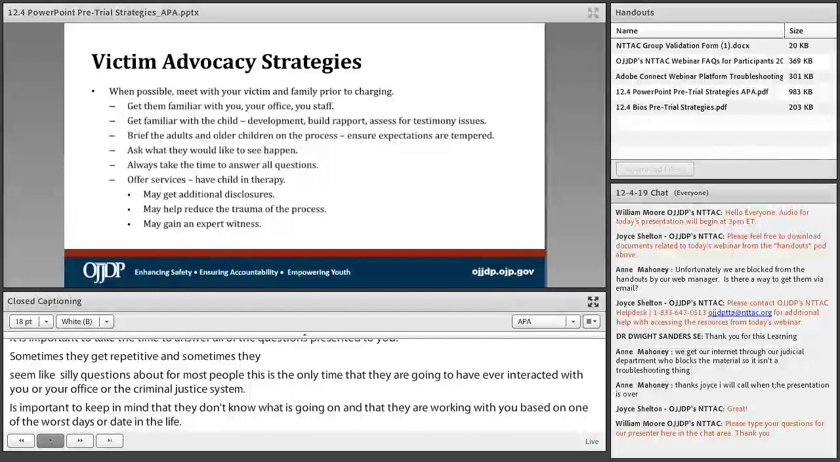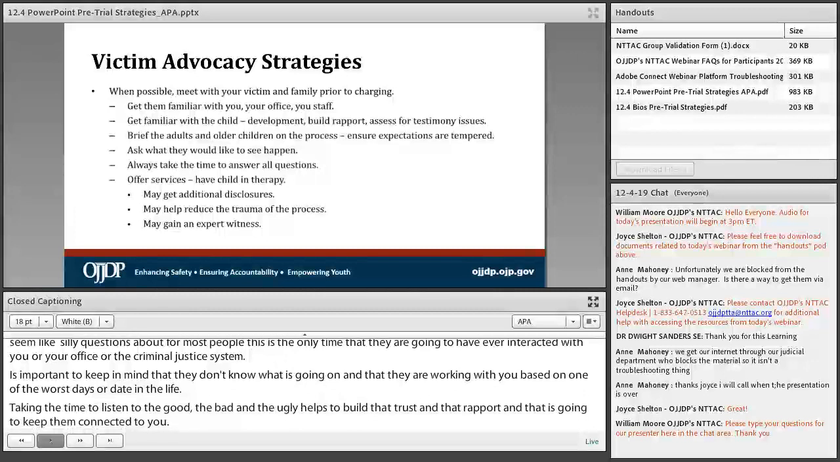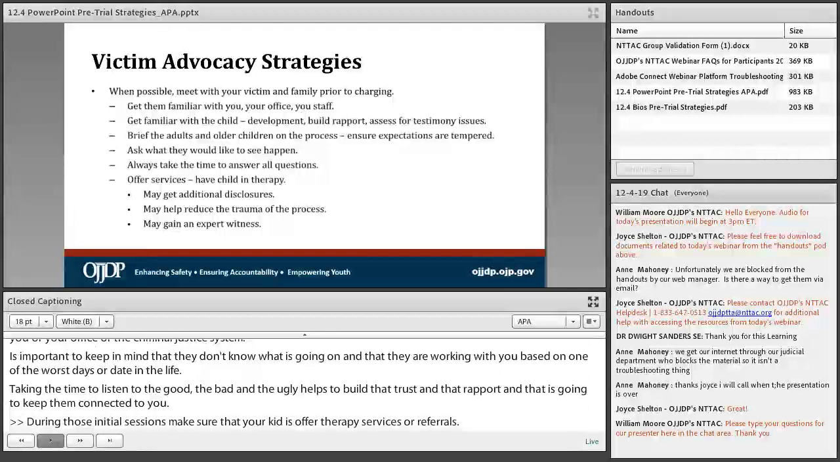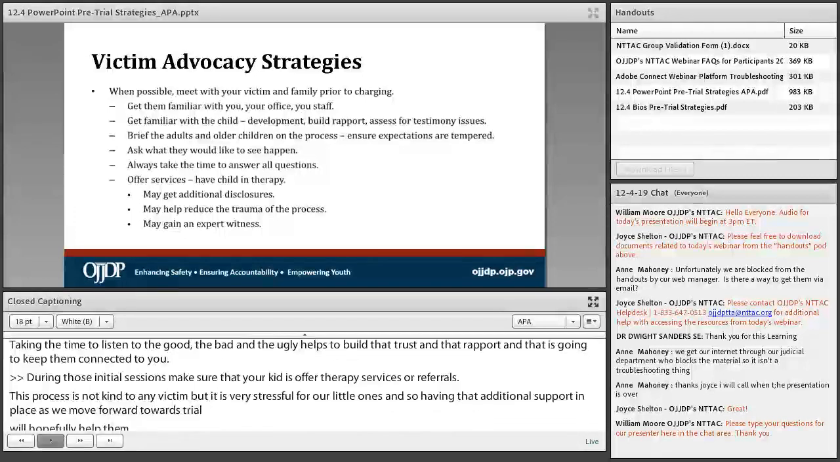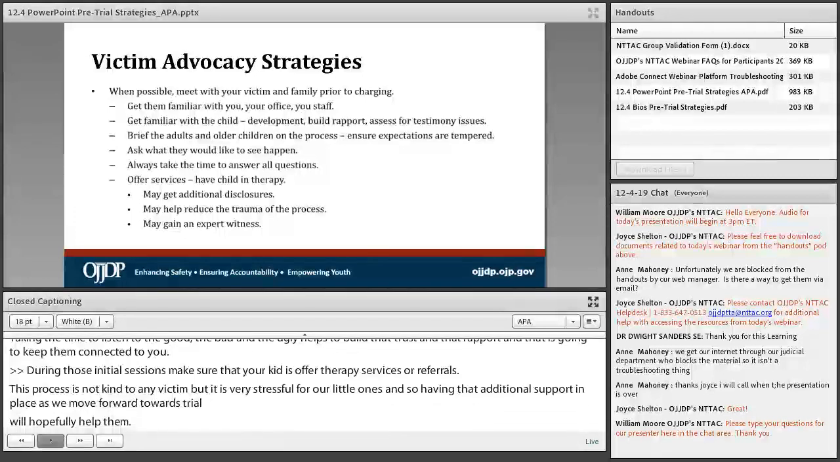During those initial sessions, make sure that your kiddo's at least been offered therapy services or referrals. This process is not kind to any victim, but it is very stressful for our little ones. And so having that additional support in place as we move forward towards trial will hopefully help them. You may also get some additional disclosures during those therapy sessions, and then you've gained a new expert witness potentially, or at least another corroborating witness. But primarily, the goal is to help minimize the amount of trauma that a child has to go through because they are subject to this process.